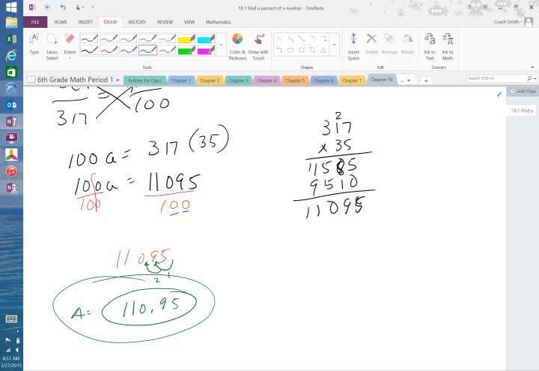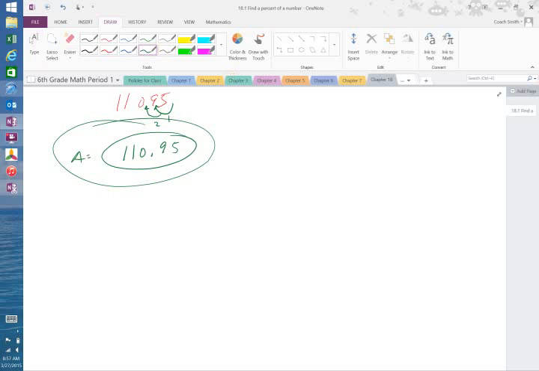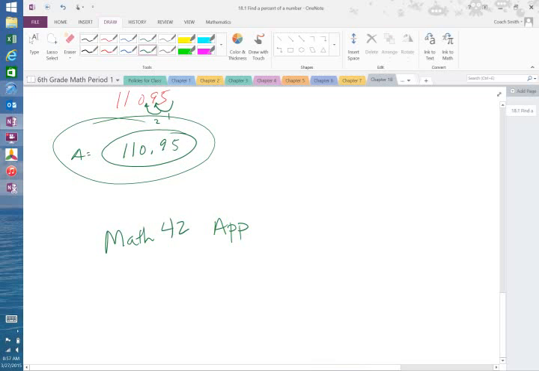All right, now listen to me, everybody. I want you by Monday to download this app. It's free. It's called Math 42. Not sure if they have it on Android, but I think they do. I haven't checked yet. I want you to have Math 42 downloaded on your phone or your device by Monday. We will use it on Monday.